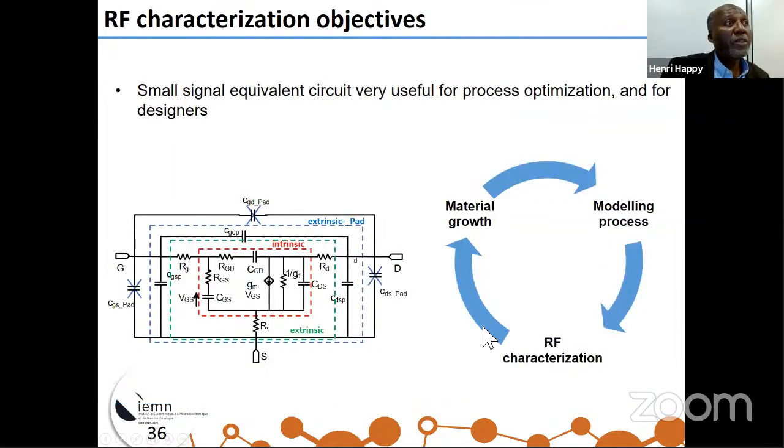Typically, to do this, what is the interest to obtain the small signal equivalent circuit? Because this gives information on material properties, on the fabrication process, and it gives possibility also to develop a most simple model for design. Okay, so RF characterization is very important.